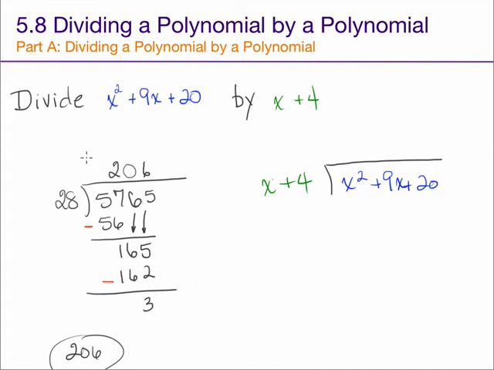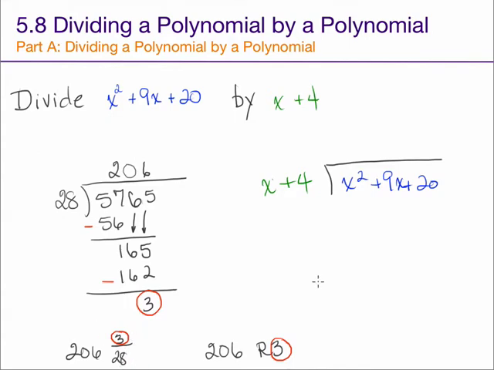How do we write this answer? We write 206 and 3 over 28. You may remember seeing a long division answer also sometimes written this way, R3, or remainder 3. Let's point out here that the remainder is 3. The remainder is 3, not 3/28, just 3.